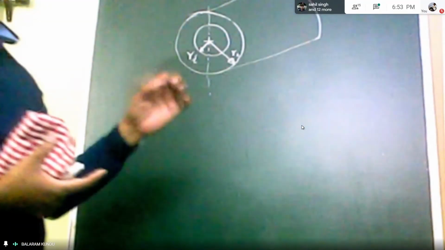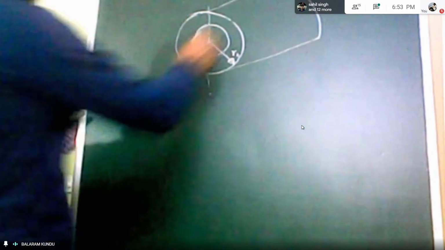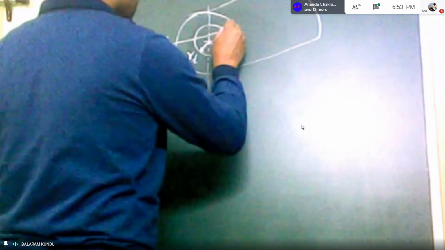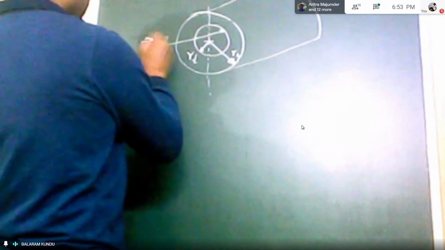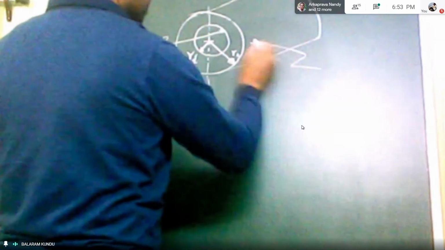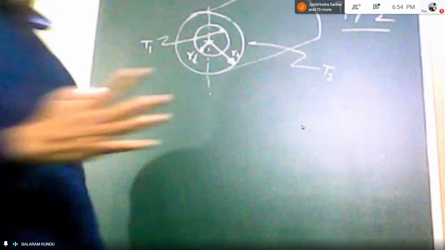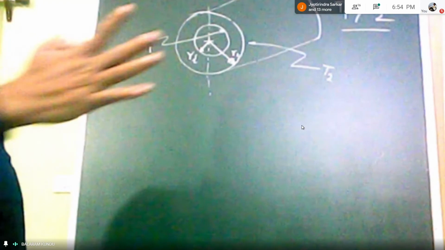So you can assume that the inner surface temperature T1 is greater than T2. So this is your inner surface, which is maintained at a constant temperature T1, and your outer surface, which is maintained at another constant temperature T2, and you can assume that T1 is greater than T2. In this situation, we want to determine the temperature distribution and heat transfer rate.